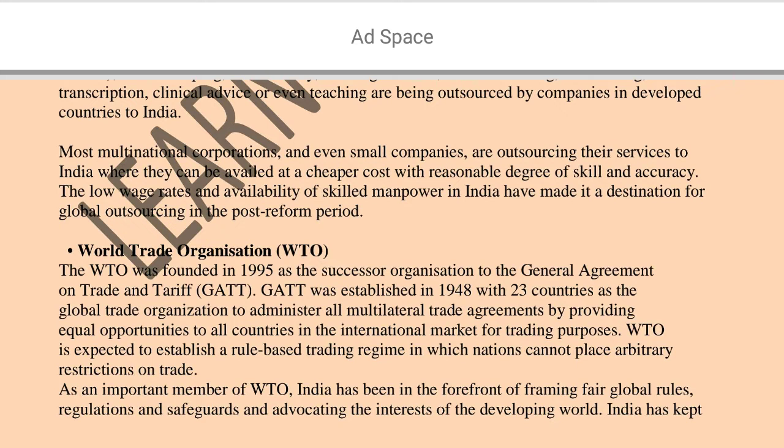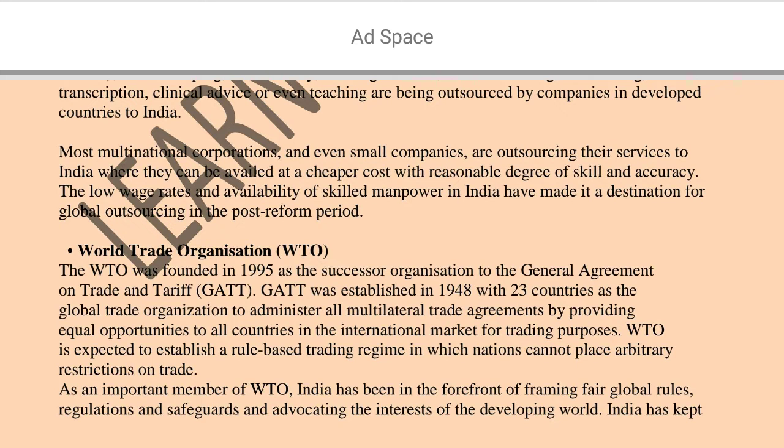Okay, then let's move forward. WTO is an international organization founded in 1995 as the successor organization to the General Agreement on Trade and Tariff, known as GATT. It was established in 1948 with 23 countries as the Global Trade Organization to administer all multilateral trade agreements by providing equal opportunities to all countries in the international market for trading purposes. WTO is also expected to establish a rule-based trading regime where no one acts like an autocracy, like the master of the colony. Earlier, Britain was the one country which colonized many of the countries in the global map. But WTO is expected to establish a rule-based trading regime in which nations cannot place arbitrary restrictions on trade.